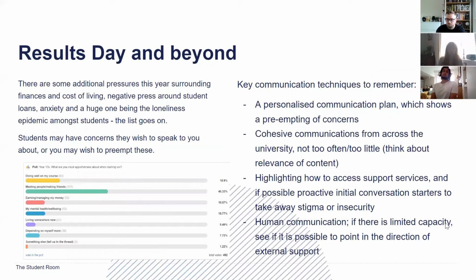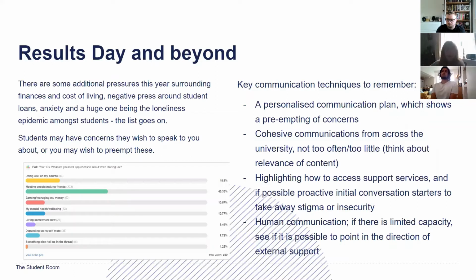So including results day and beyond, there are additional pressures that I mentioned earlier around finances, cost of living, negative press around student loan interest, anxiety, and a huge one being the loneliness epidemic amongst students. Students are really concerned about how to make friends, how they feel supported by their university. So these are all conversations and topics that they are considering now leading up to results day, especially after they've taken their exams. There's always a stage of, have I made the right decision? Is this the right option for me? And they are definitely considering and talking about that now.